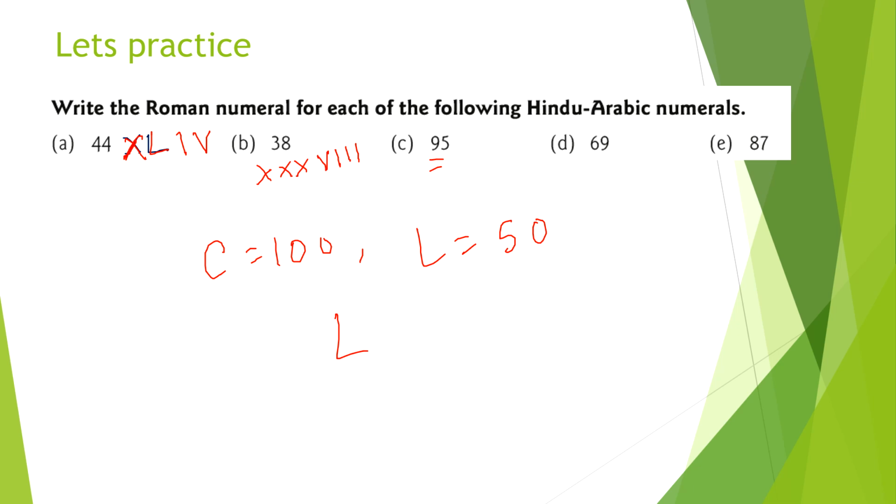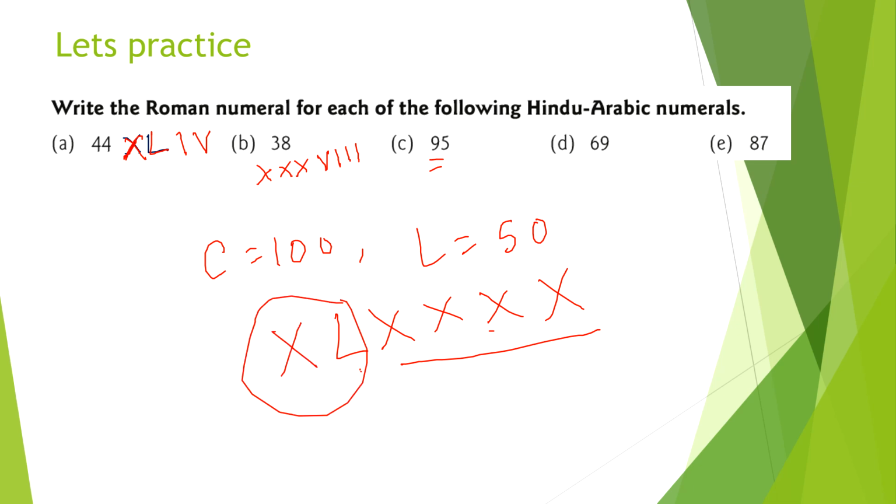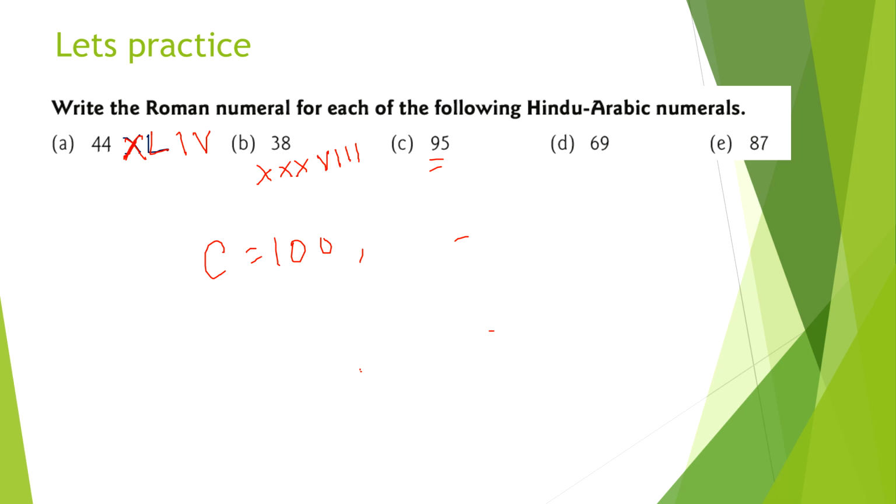In that case, we will have to add 40. Then only it will become a 90. In that case, you have to write X 4 times. This is wrong, because X can be repeated only 3 times. You cannot repeat it more than 3 times. That means you cannot use L. And if you use X before L, then obviously you have to subtract, which will reduce the number, which we cannot let happen. Therefore, this is out of the question.